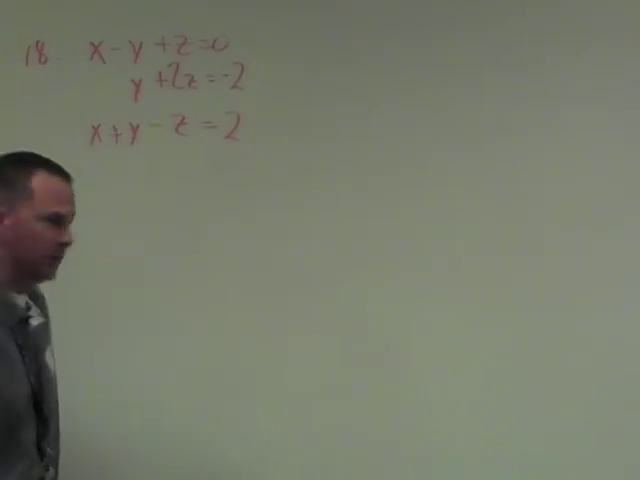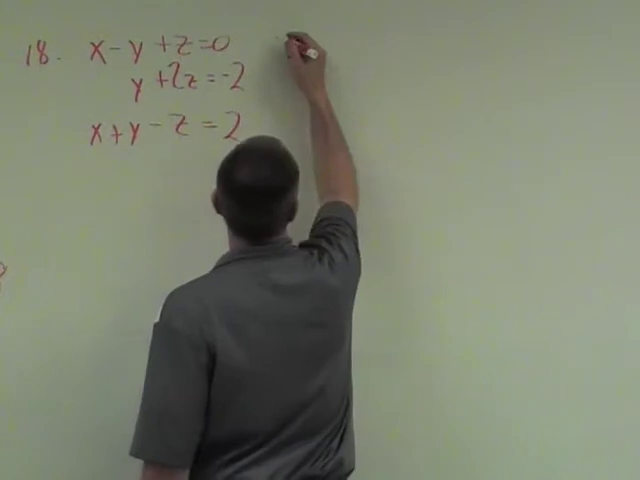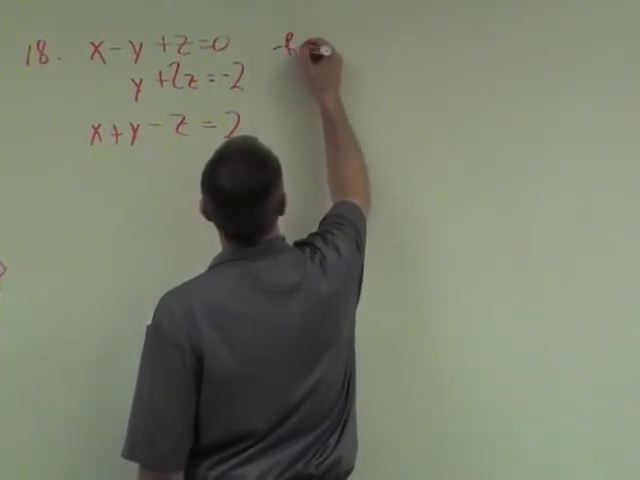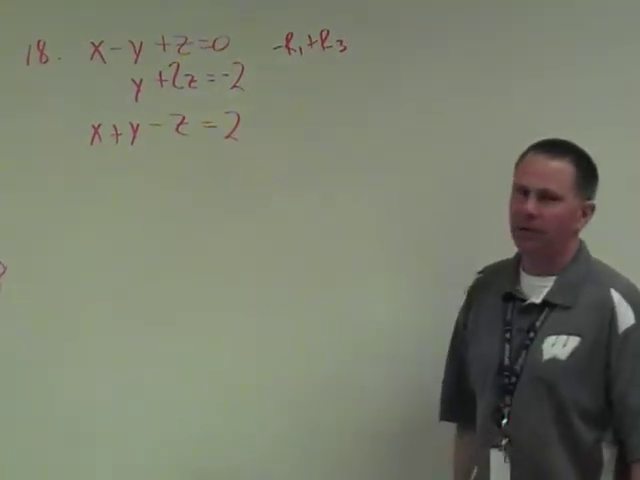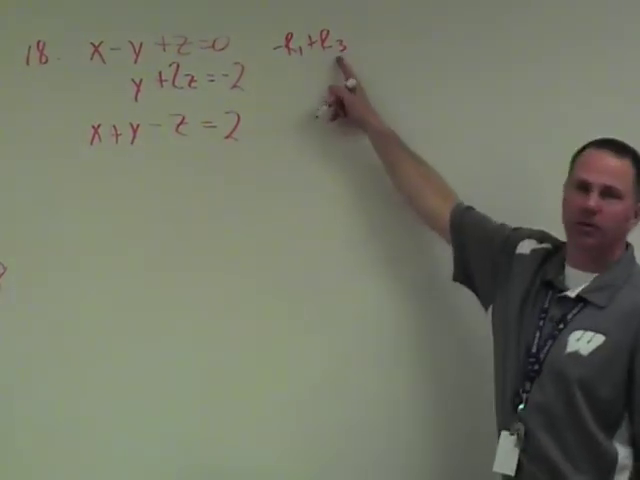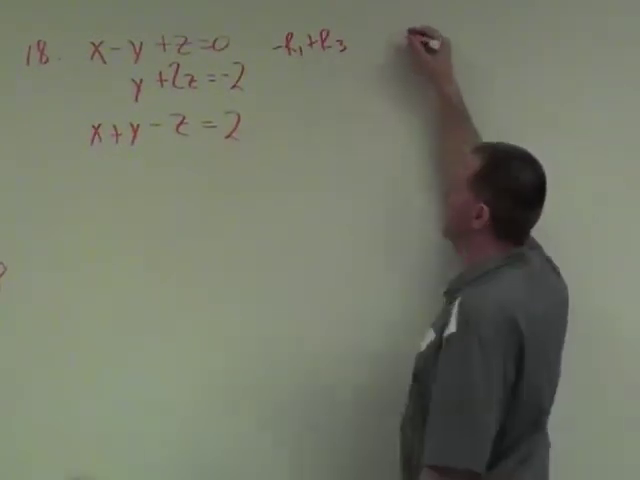Okay? Or, we're going to add. That's fine. You go ahead and do that. I'm going to take negative 1 times row 1 and add it to row 3. This means I'm changing row 3. Row 1 and row 2 stay the same.